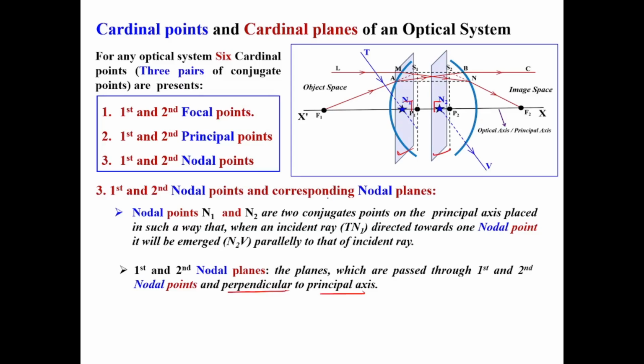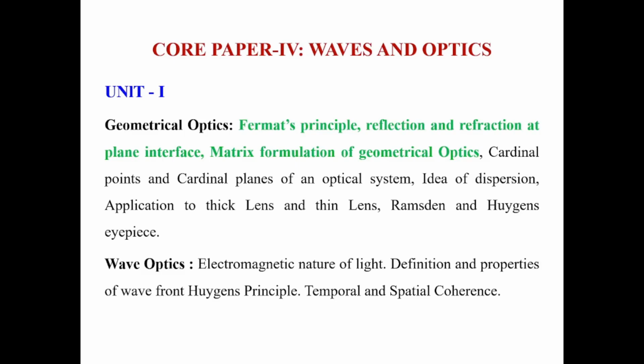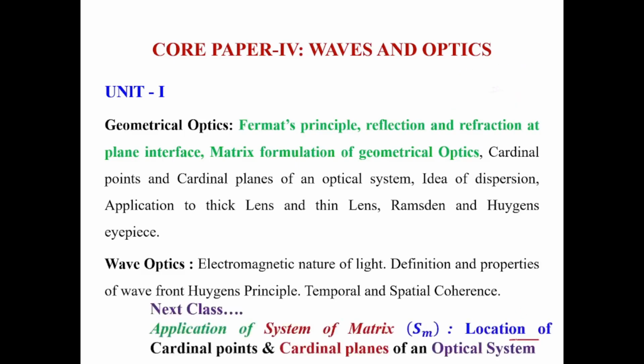So here we discussed six cardinal points, or the three pairs of conjugate points, which are present inside any optical system. Okay, so here I am going to stop this class. In our next class we are going to discuss the location of cardinal points and cardinal planes of an optical system.